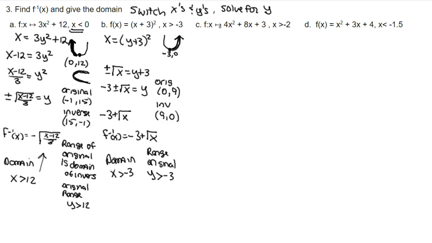First, you notice how we've got a quadratic again, and if we switch the letters, we're going to get 4y squared plus 8y plus 3. And then you'll notice the domain is x is greater than -2. That's a screw up also. We're going to change that. Make that x is greater than +2.